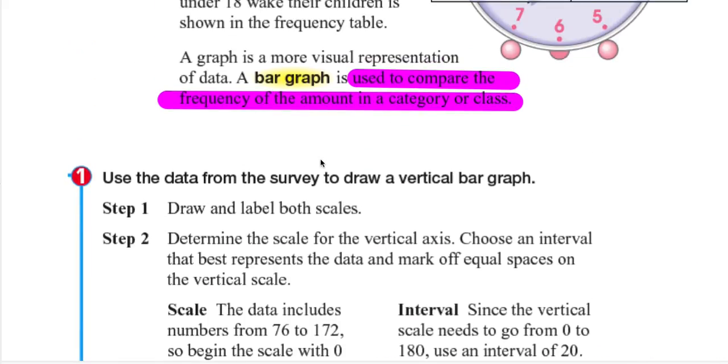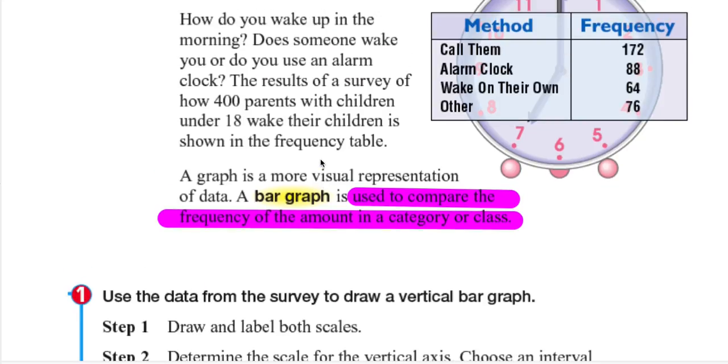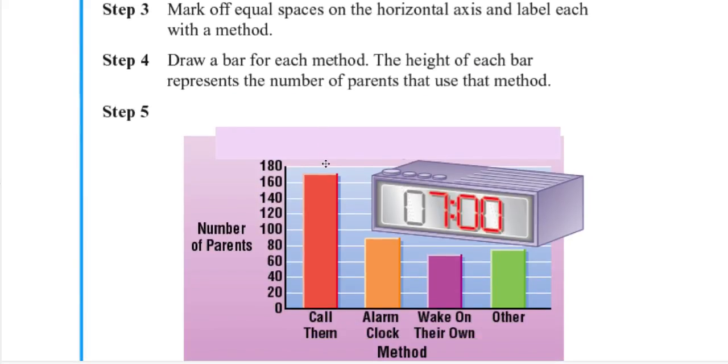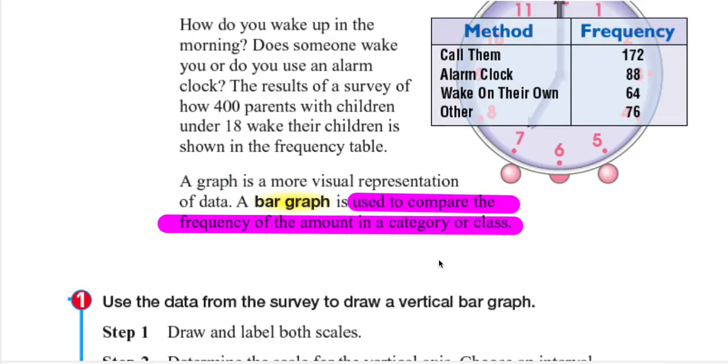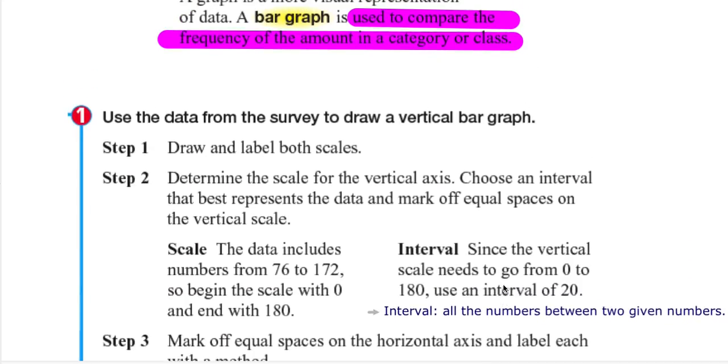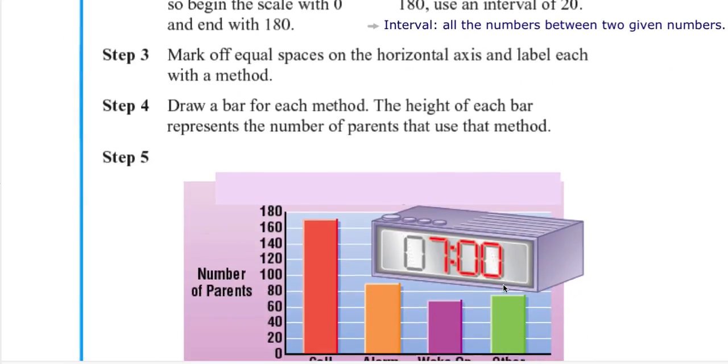Parents who use kids who use an alarm clock, 88. So approximate 88 in your bar. Okay, wake on their own would be 64, approximate 64 in the bar. And lastly, 76 for other methods of waking up.